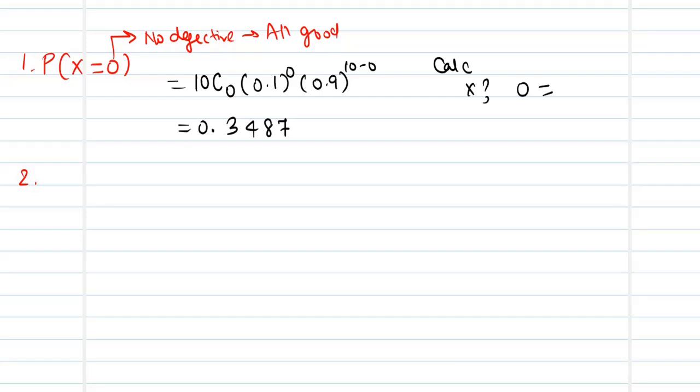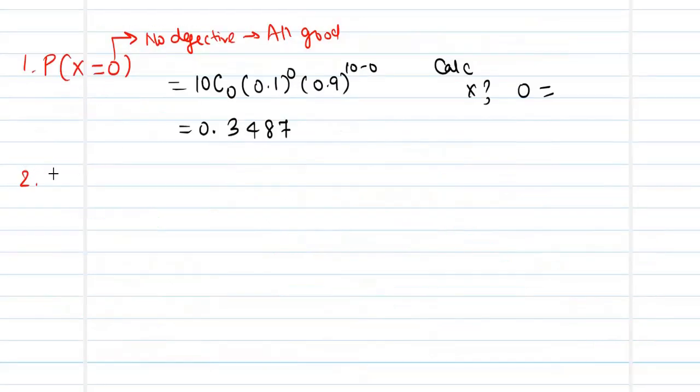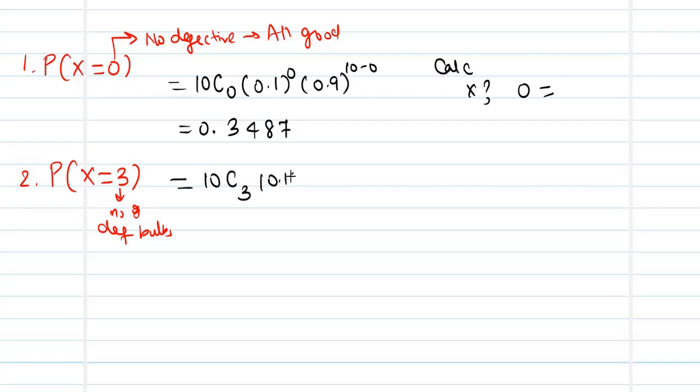The second question says that what is going to be the probability of choosing exactly 3 defective bulbs. So the word is exactly. So we want probability of x exactly 3 defective bulbs. So this is going to be the number of defective bulbs. So now how to work about this? This is nothing but 10C3, 0.1 to the power of 3, 0.9 to the power of 10 minus 3. So this gives me 10C3, 0.1 to the power of 3, 0.9 to the power of 7.